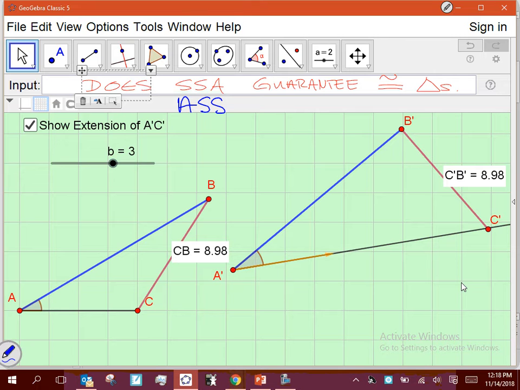No, but the parts are, right? The blue segments are the same length, the red segments are the same length, and the angles there in the bottom left are the same. But it doesn't guarantee a congruent triangle. Does that make sense? Okay.